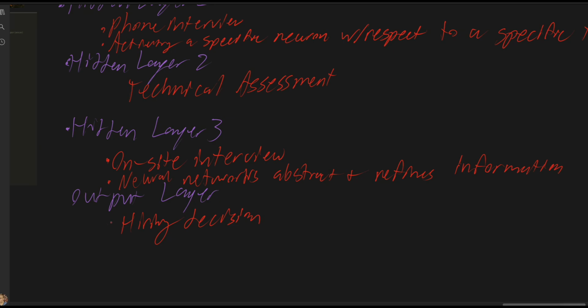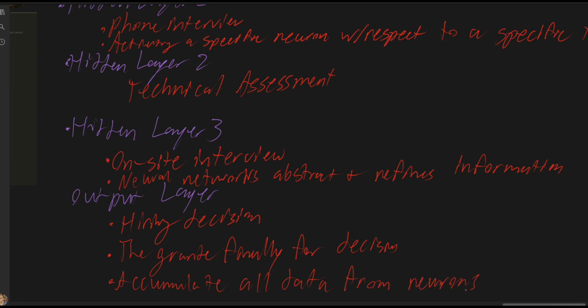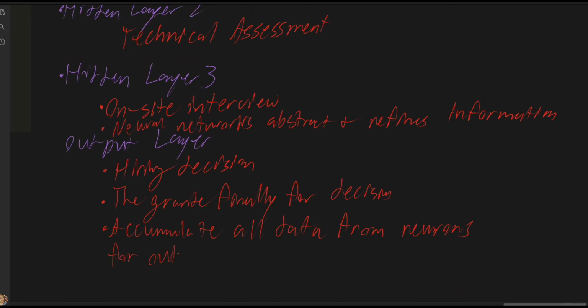And finally, for the output layer, which would be considered the hiring decision, the final stage is when the company decides which candidate or candidates are extended an offer. The neurons in this layer integrate all the information processed from previous layers, the results from the interview, assessment, and initial resume screening, to activate a hiring decision. So the grand finale for the decision accumulates all data from neurons for output and minimizes the loss function.